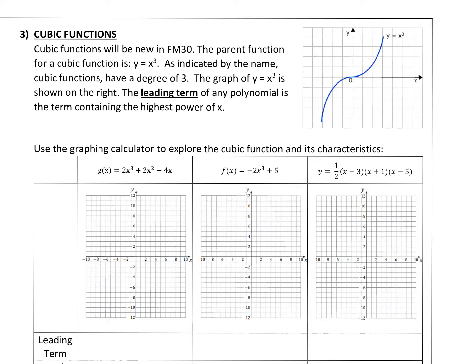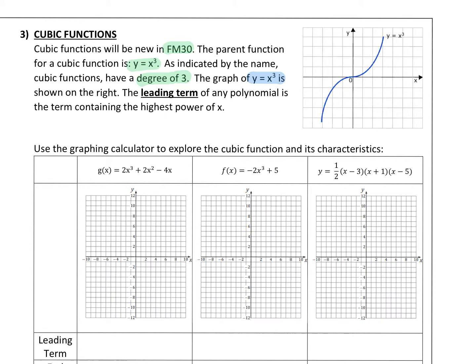So this is new. Cubic functions are new for Foundations 30, and the parent function is y is equal to x cubed. As indicated by the name, these have a degree of 3. Okay, so y is equal to x cubed is the parent function. It's shown on the right here where we have this nice little swooshy line, passing through the point 0, 0. It's similar to the line y equals x, which is straight, but this one has a curve in it.